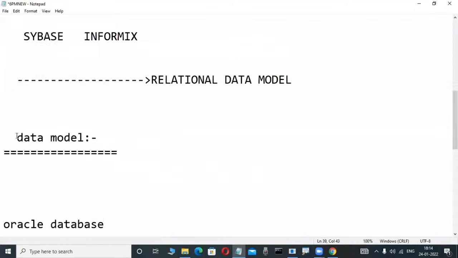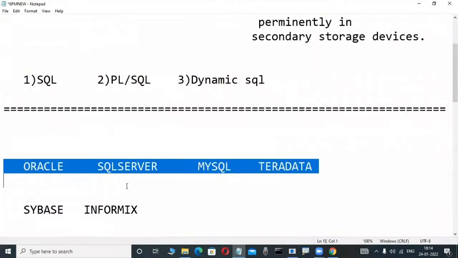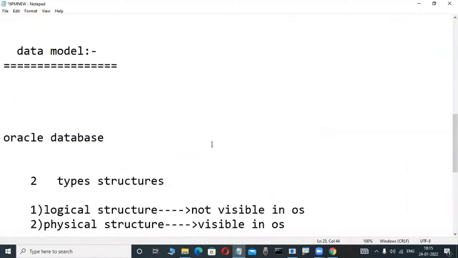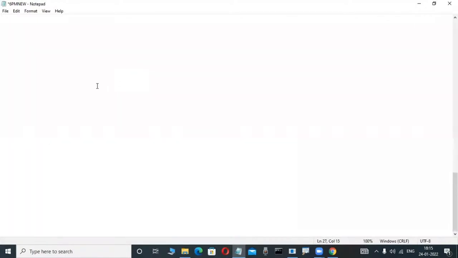What is a data model? First observe it here. All these products are implemented based on which concept? The relational data model, from 1970 onwards. This is a new model. One fellow introduced it. I will tell you. But before that, what does data model mean? Easy. Data model. Anybody have an idea?